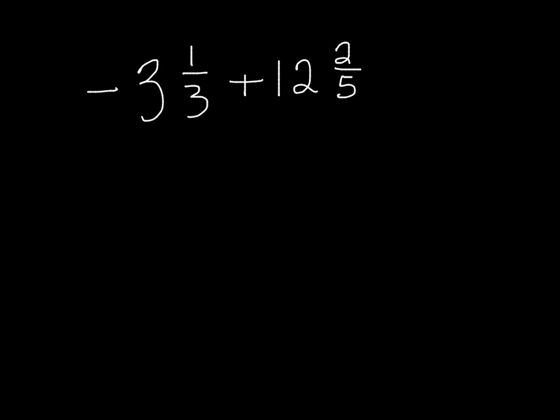This first one, we have a negative plus a positive. Because our signs are different, we're not going to be adding, because this one's a negative and this one's a positive. So we will be subtracting. The first thing we look at is what's our bigger number. We can do that by comparing the whole numbers in front, and obviously 12 and 2/5 is our larger number. So I'm going to put that on top. We are subtracting, so I'm going to say minus 3 and 1/3.